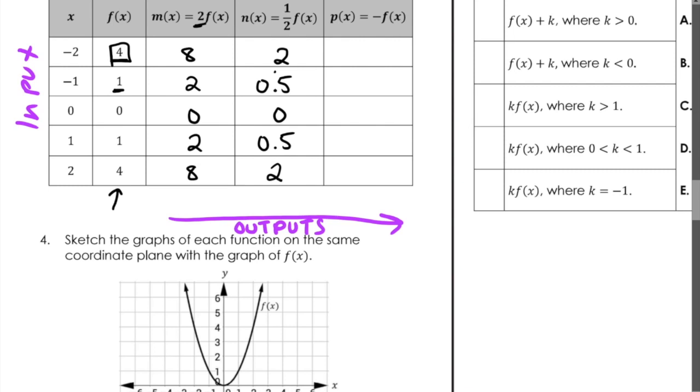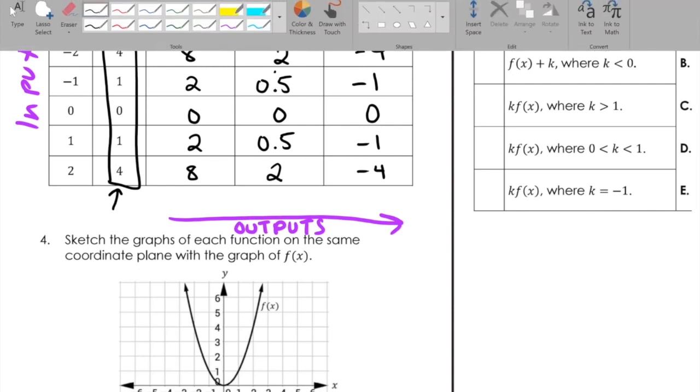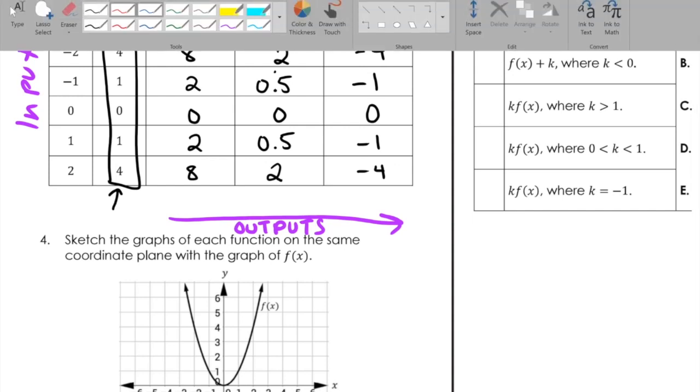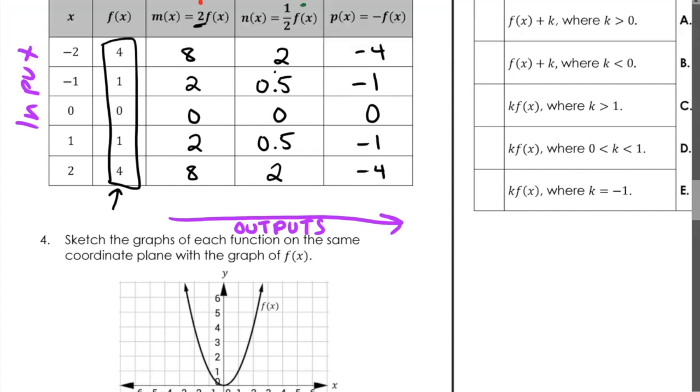The last one is even easier. All I'm going to do is add a negative to all of these answers here. So this becomes -4, this becomes -1. There's no such thing as a -0, it's just 0, -1, and -4. Okay, once again, you're going to graph these points. So I would graph this red, I would graph this one green, and blue for this one.